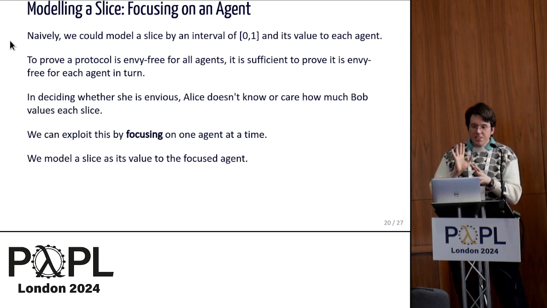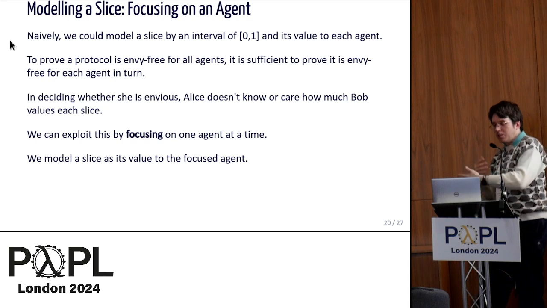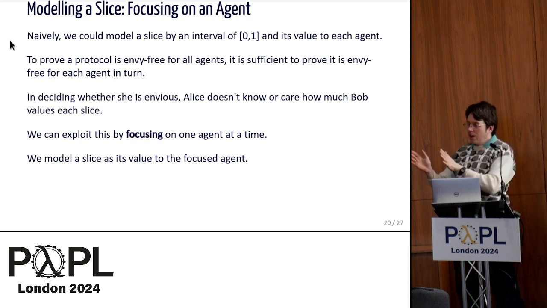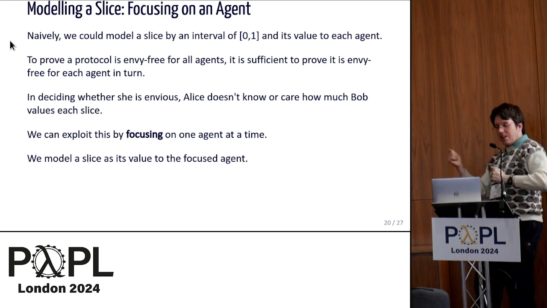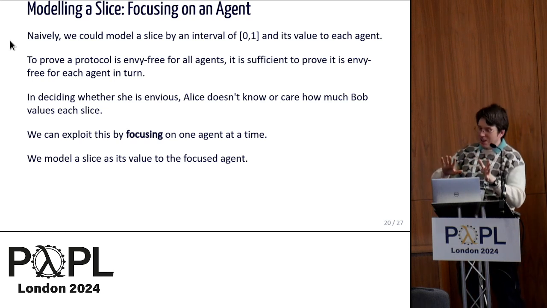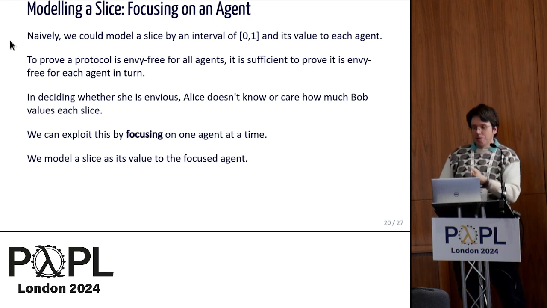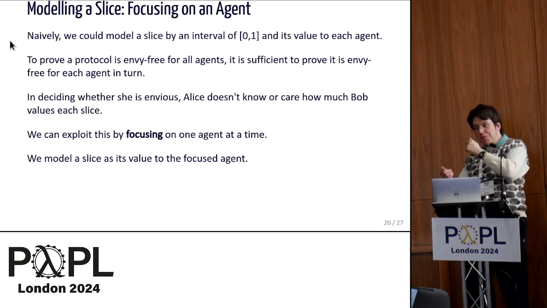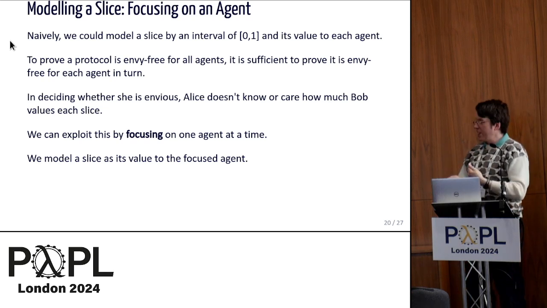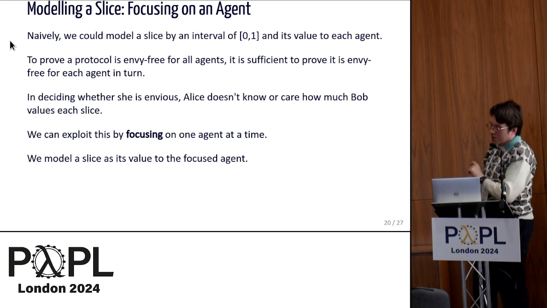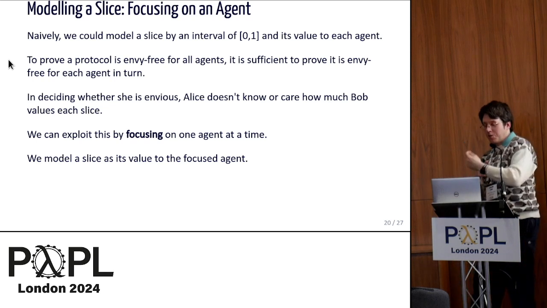We haven't decided yet how we're going to model a slice of cake. So naively, you could think of it as being an interval of 0 to 1, or if you're using integers, you can think of it as being an integer up to some bound. And you could think of modeling the value of that slice for each agent. However, if you're interested in proving that a protocol is envy-free for all agents, it's sufficient to prove for each agent in turn that it's envy-free for that agent.